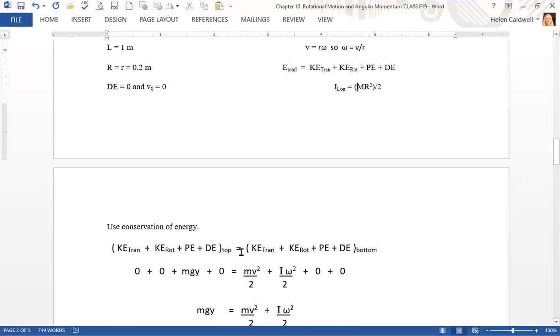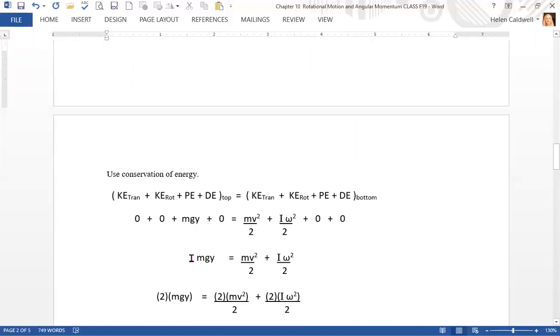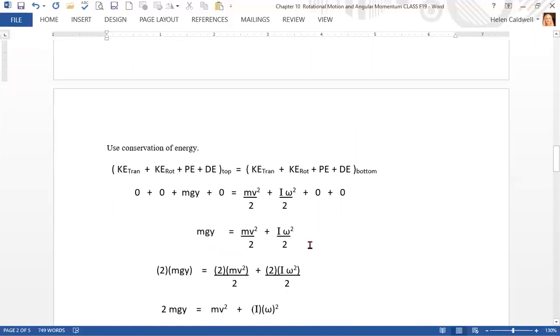At the bottom, all we've got is kinetic energy, because there is no potential energy at the bottom, and we said we were going to ignore the dissipated energy. So that simplifies our equations, and now we've got just mgy equals mv squared over 2 plus I omega squared over 2. In equations like this, we want to get the 2's out of the denominator. I promise you, it's better to start out doing that.